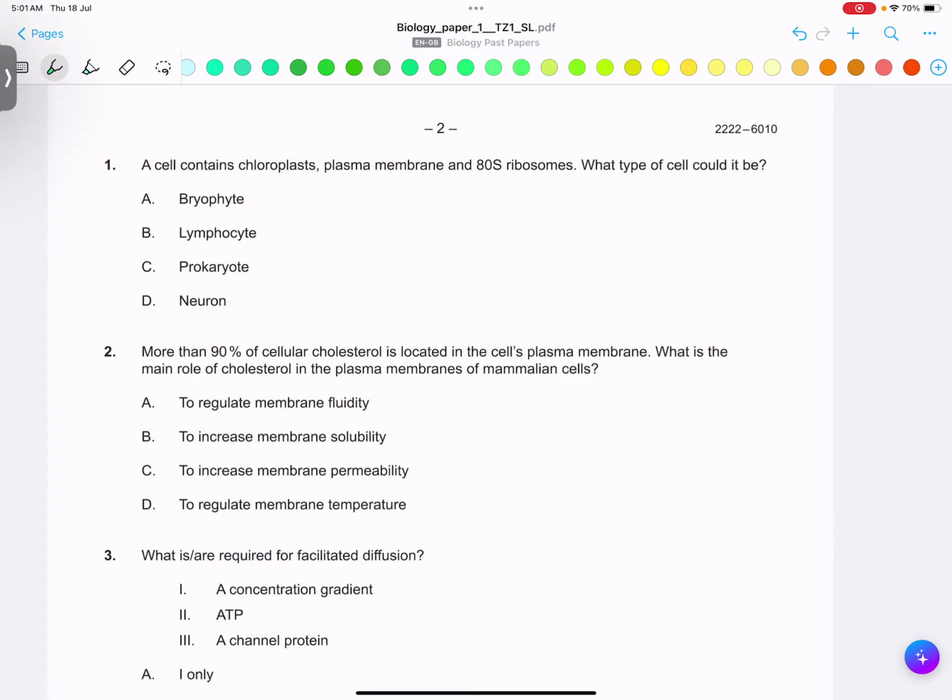A cell contains chloroplast, plasma membrane, and 80S ribosomes. Okay, so what could it be? Because it has 80S ribosomes, it cannot be a prokaryote, because a prokaryote has 70S ribosomes. Don't take this much time writing in the exams. It can't be a neuron because there's no chloroplast in neurons, and it also cannot be a lymphocyte. So thus it's a bryophyte, because a bryophyte has chloroplast. Because it's green, it's a plant, with plasma membrane and 80S ribosomes.